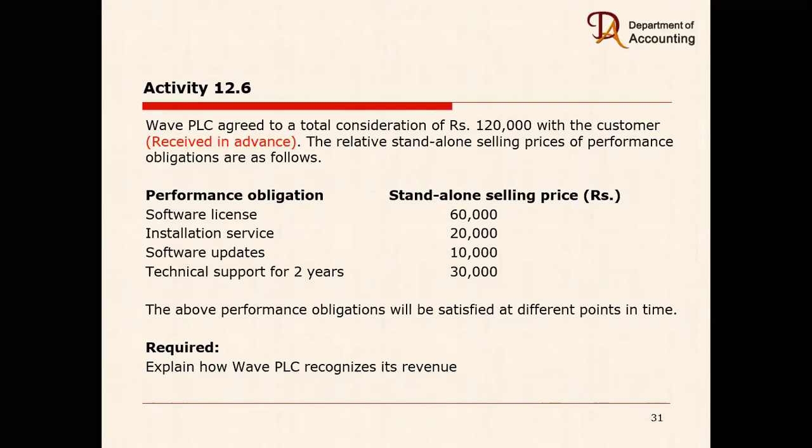Yes, here the story is pretty much straightforward, isn't it? You are given the total purchase consideration. Since the performance obligations are satisfied at different points in time, you would need to allocate this total consideration among the performance obligations. What would be the reasonable basis? It would be the standalone selling prices. Look at them: 60,000 for software license, 20,000 for installation, software updates 10,000, technical support for 2 years 30,000. If you take the total, it is 120,000.